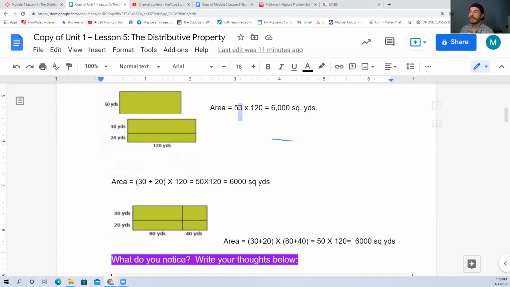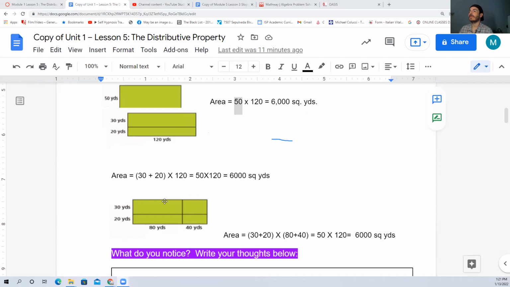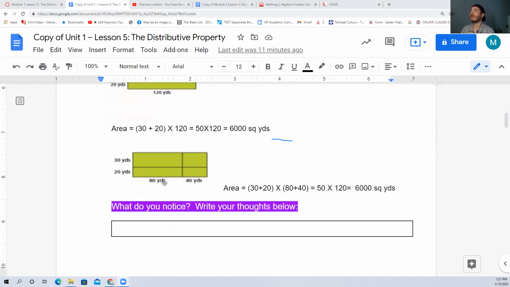So what was 50, they're now using parentheses to say 30 plus 20. 30 plus 20 is 50 by 120. 50 times 120 still equals 6,000. It never equals 60,000. That's wrong. 6,000, forgive me. Okay, let's scroll down a little bit. They're going to do some more funky stuff here.